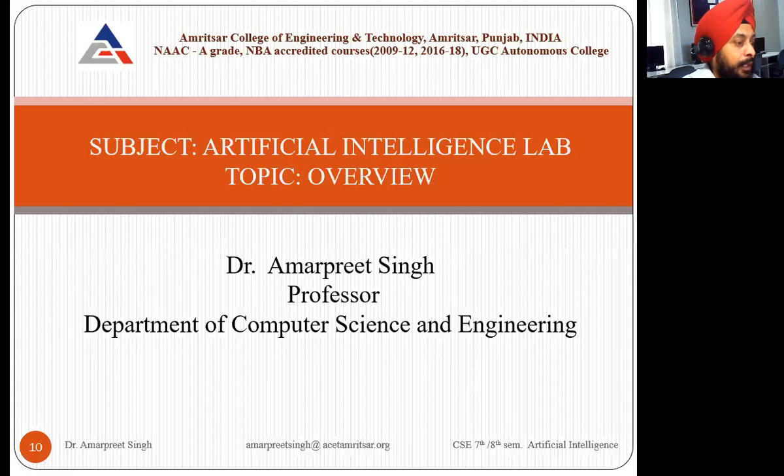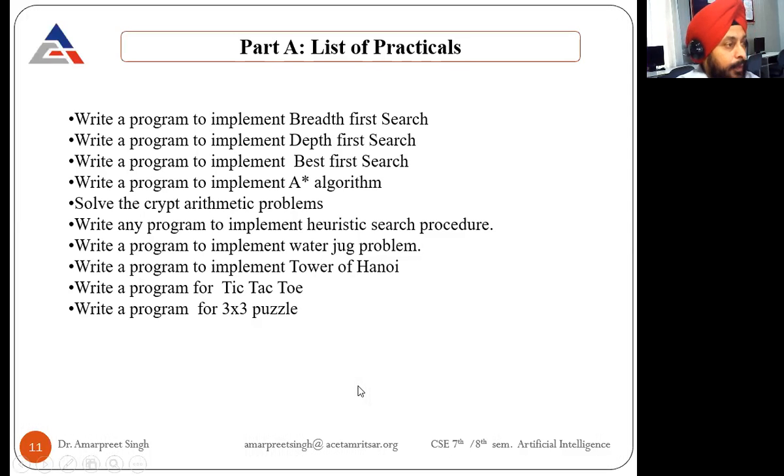Next is the artificial intelligence lab. So what is the overview of the lab? Your whole lab syllabus is divided into two parts. In Part A, you will be implementing practicals. So here is the list of practicals that you will be doing.